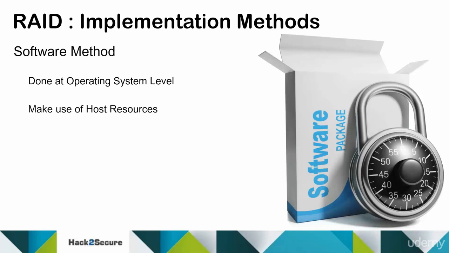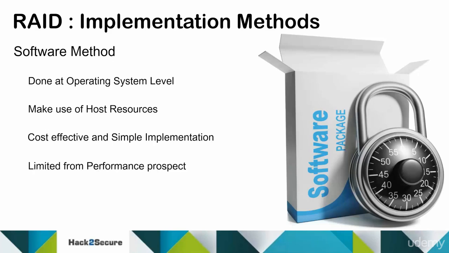Software implementation of RAID is done at operating system level and makes use of host resources like CPU cycles, memory, etc. It doesn't require a dedicated hardware controller to manage the RAID array. Software RAID is also called poor man's RAID solution due to its benefits in terms of cost and simple implementation. The administrator needs to play around with software settings to manage RAID implementation without paying anything for dedicated hardware. Absence of hardware, on the other hand, also limits its implementation in terms of performance, features, and compatibility.